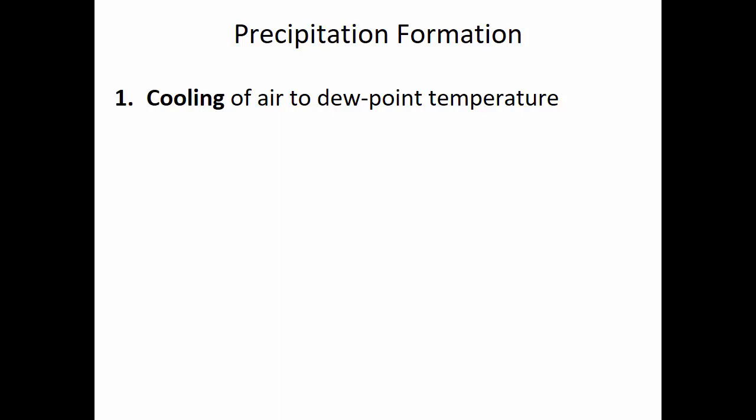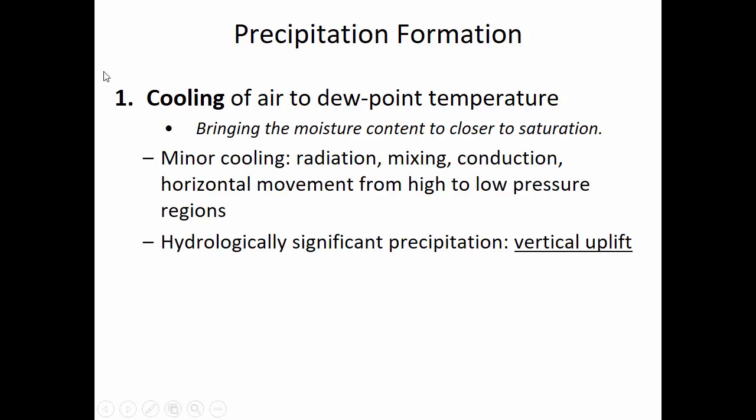So precipitation first begins with cooling of air. And as the air cools, it's bringing the moisture content closer to saturation, to that limit of how much it can handle. Now, cooling of air sometimes happens when the air is moving laterally, like side to side. Sometimes the air is cooling off when two fronts come together. But the most significant cooling occurs when a pocket of air is lifted in the atmosphere.